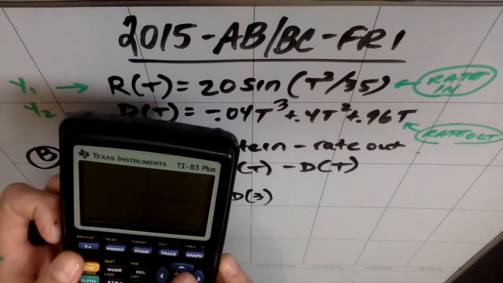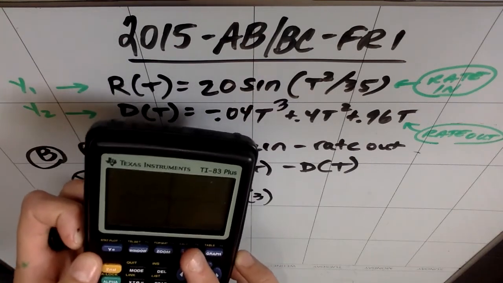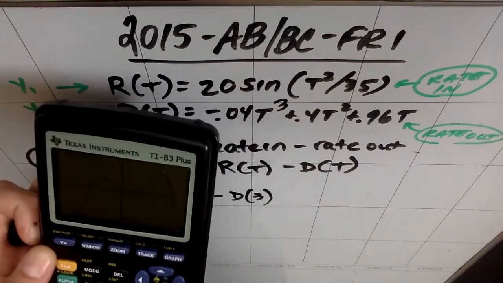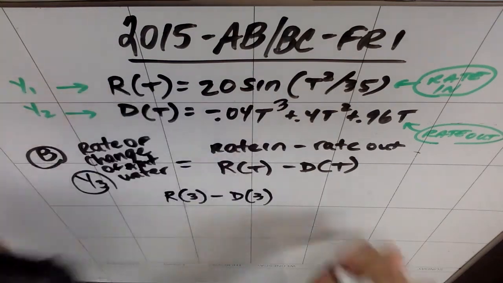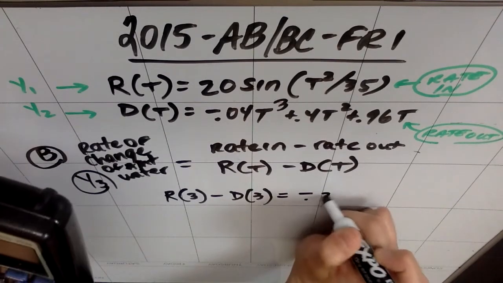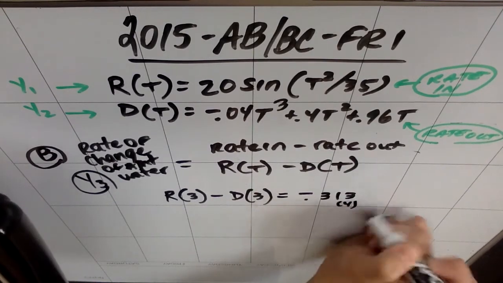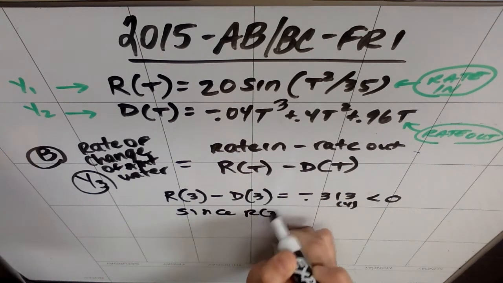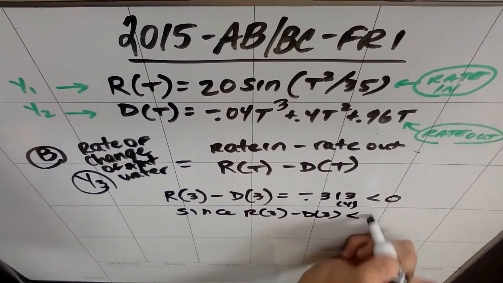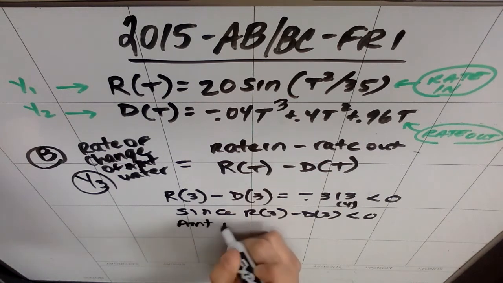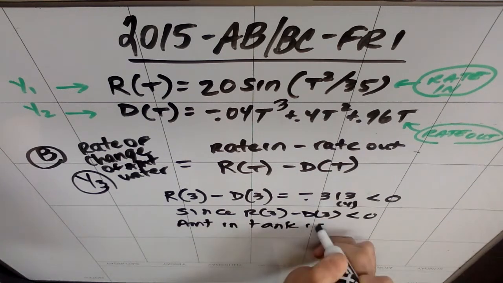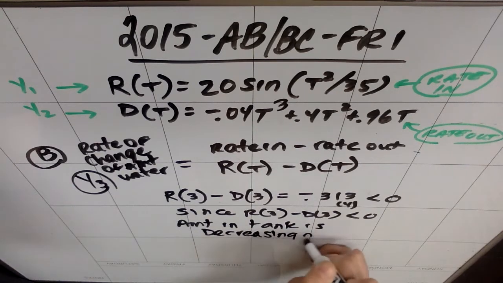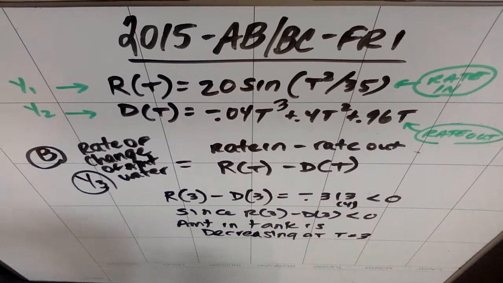So if I hit graph and I hit trace, and I hit 3 because that's the time I want, I get that this is negative 0.3134, which is less than 0. So since R of 3 minus D of 3 is less than 0, the amount in the tank is decreasing at t equals 3. That's my part B.